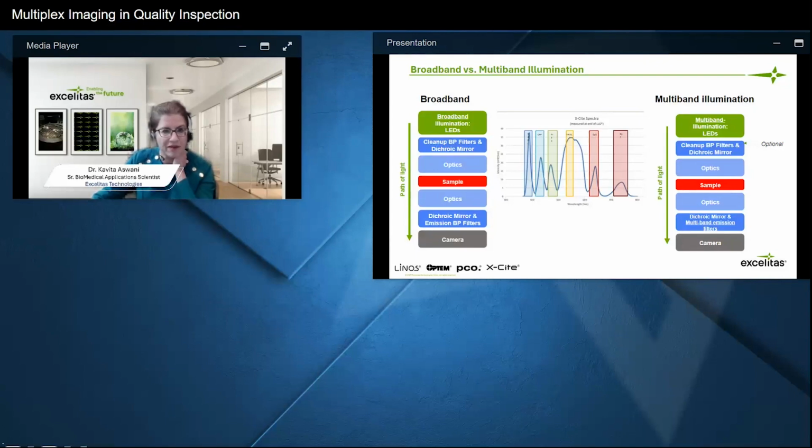So in broadband versus multiband illumination, essentially the difference is that in broadband, you definitely need bandpass filters in order to narrow down the spectrum because you're hitting it with a whole wide range of the spectrum of light. And in multiband illumination, you may or may not require the cleanup bandpass filters, but you would require a dichroic mirror.